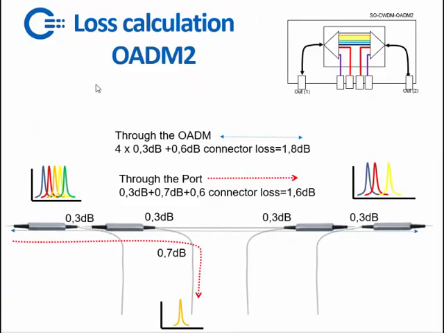First, the calculation of loss of our regular mux, so the east-west. Through the OADM itself it will go through four of these tubes. Each tube has 0.3 loss. Adding 0.6 for two connectors, you are at 1.8 dB loss through the mux. Then if you have one color, it has to go through one of the tubes, then it will take this one here, 0.6 dB loss, that's the red dotted line here, and then you have to add the connector loss, so you are roughly at 1.6 dB loss, and this is for an OADM2 east-west.